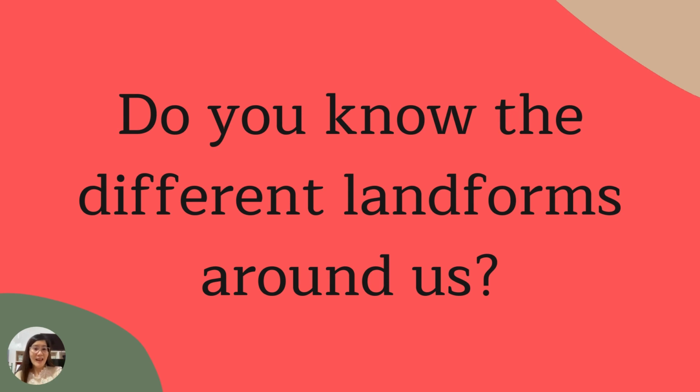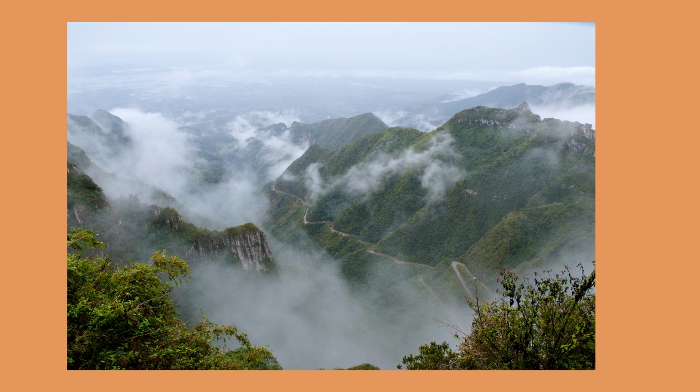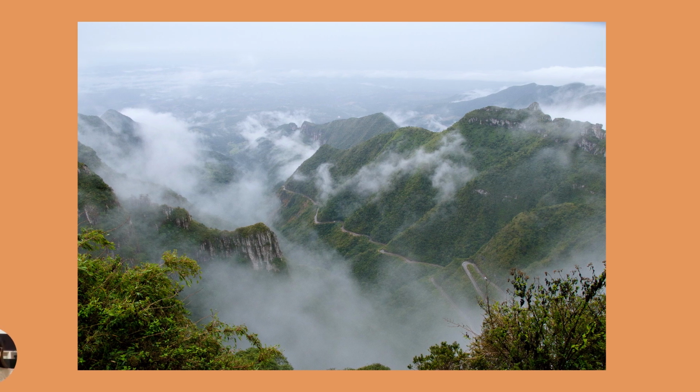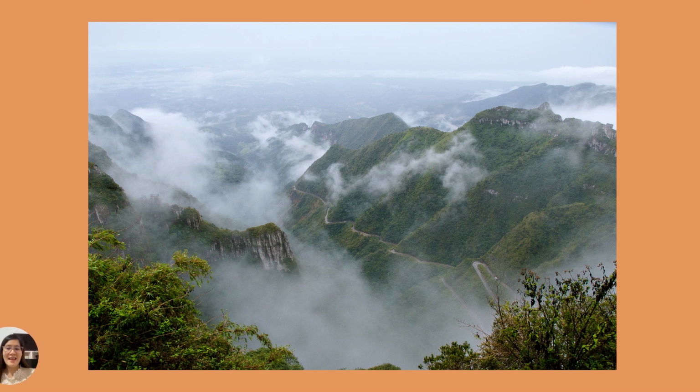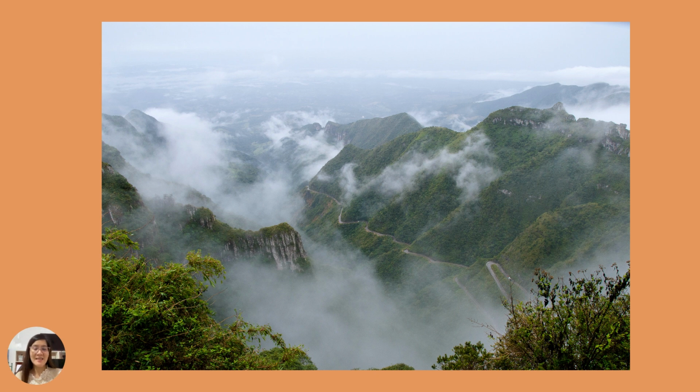Do you know the different landforms around us? We will discuss them one by one. The land parts are made up of highlands and lowlands. The highlands are composed of mountains, plateaus, hills, and volcanoes. And the lowlands are composed of valleys and plains. And we will go over them now.